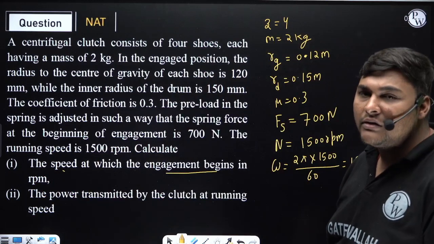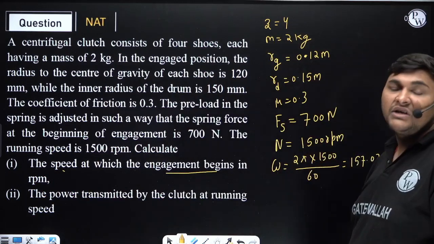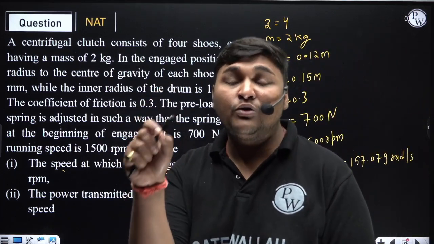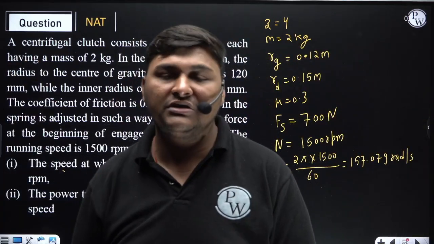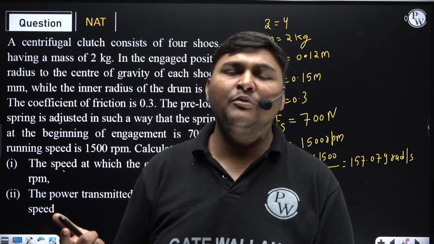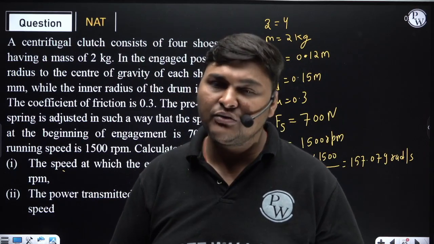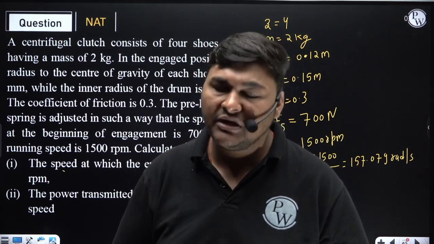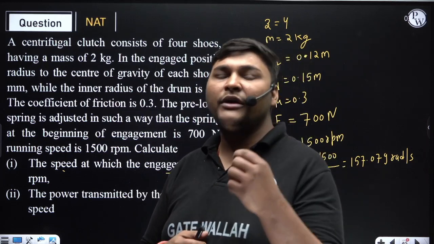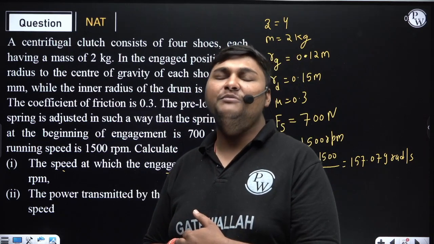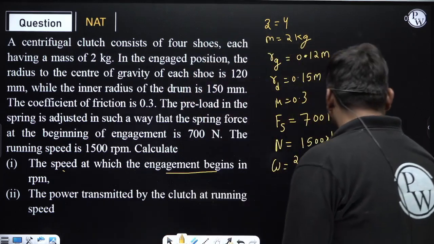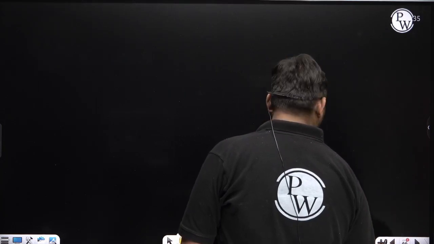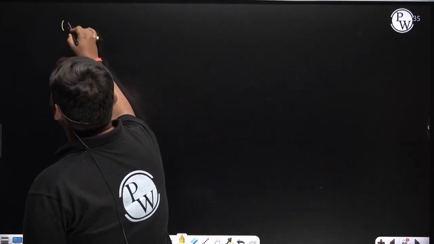How to calculate omega 1? We already know the spring force at the just engaged position will be equal to the centrifugal force at the just engaged position. And the formula to calculate centrifugal force at the just engaged position is m Rg omega 1 square. So if you equate the spring force by the centrifugal force at the just engaged position, from this equation we can calculate omega 1, that is the speed at which engagement starts. I am denoting that speed as omega 1.